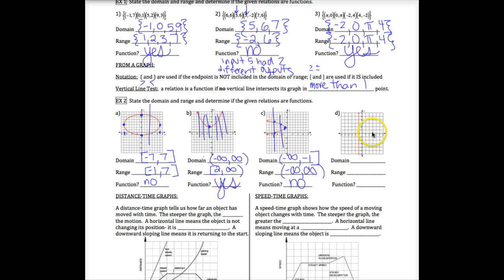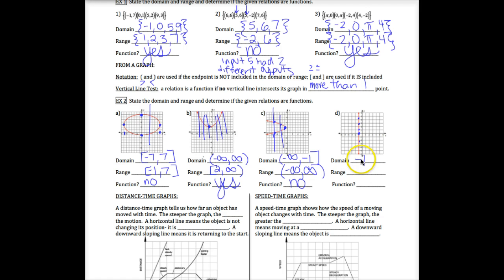All right, last one, domain, the x values that you see. Well, you only see one x value. You've got all kinds of points on it, but the only x value that's there, and if you look down, you can see it a little bit better. And it looks like the arrow, -2, 3, 4, 5, is at -1. So the domain value there is -1.